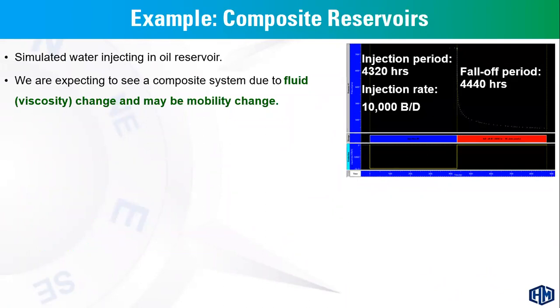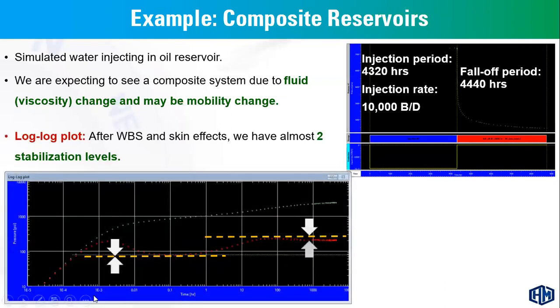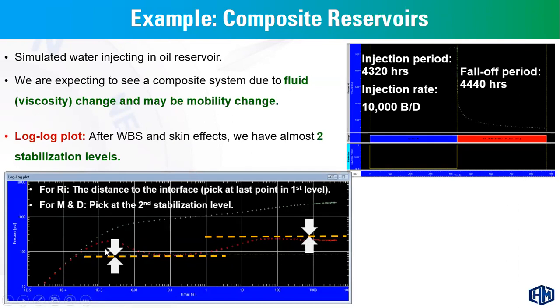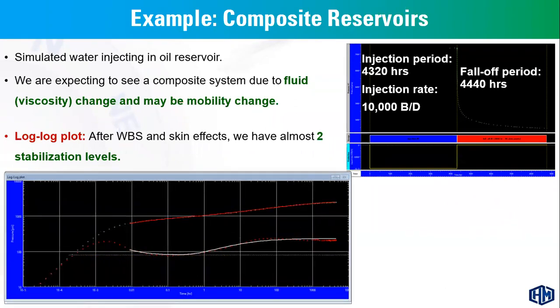This is a field example of the composite models. As you can see, we have this injection period at an injection rate of about 10,000 barrels per day, followed by this falloff period, highlighted in red. This is the shape of the log plot. As you can see, we have the unit slope straight line for wellbore storage, and then this hump for skin. After that, we have the first stabilization level for the inner region and the second stabilization level for the outer region, which means we have changes in fluid viscosity, which is very applicable in the case of injecting water in an oil reservoir. This is the final matching of this model.